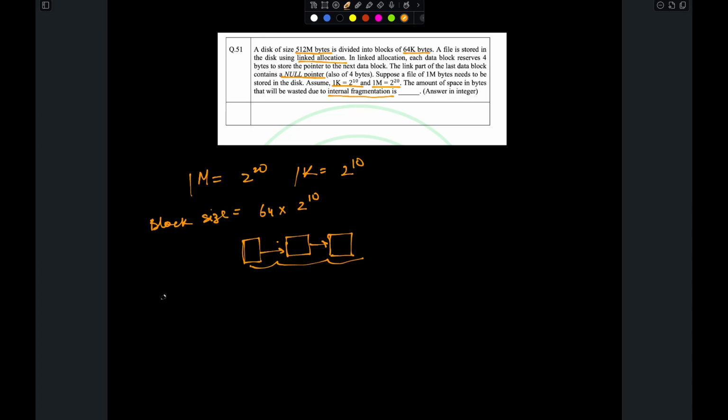So if you calculate the block size, this comes out to be 65536. But since every pointer is of 4 bytes to the next data block, the actual data content per block would become 65532 bytes. So this is the actual data content per block. And now the question is saying that we need to store a file that is of 1 M bytes, or you say 2 to the power 20 bytes.